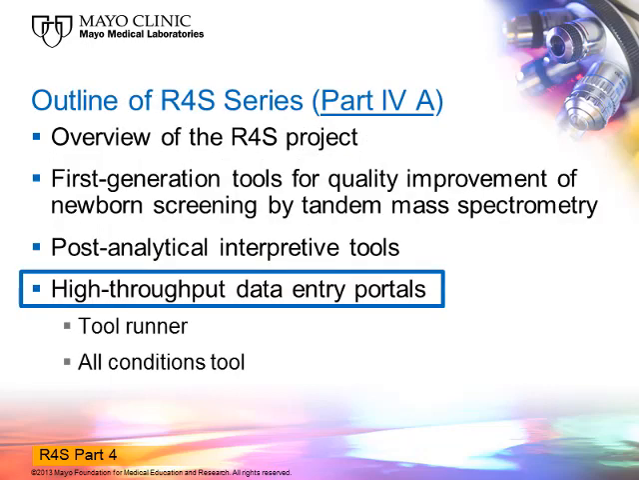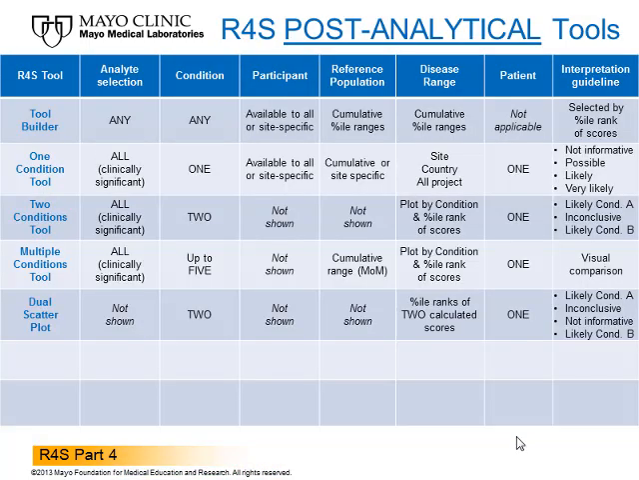This presentation continues the overview of the 2nd generation of R4S tools, this time focusing on how to use them effectively in a daily laboratory practice where convenient uploading and rapid large-scale data analysis are highly desirable. In the previous segment, Part 3 of this series, the tool builder and the 2 most commonly used tools, the one-condition tool and the dual scatter plot, were introduced.